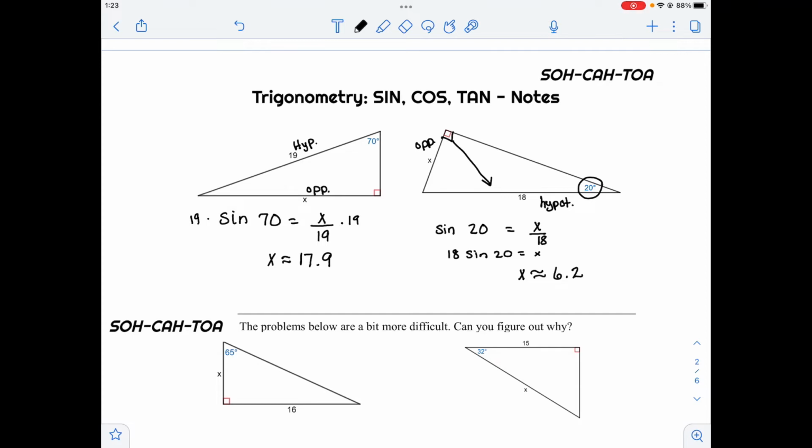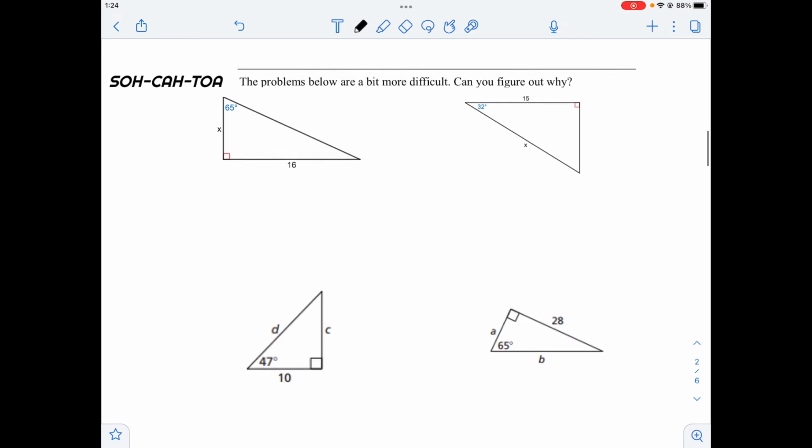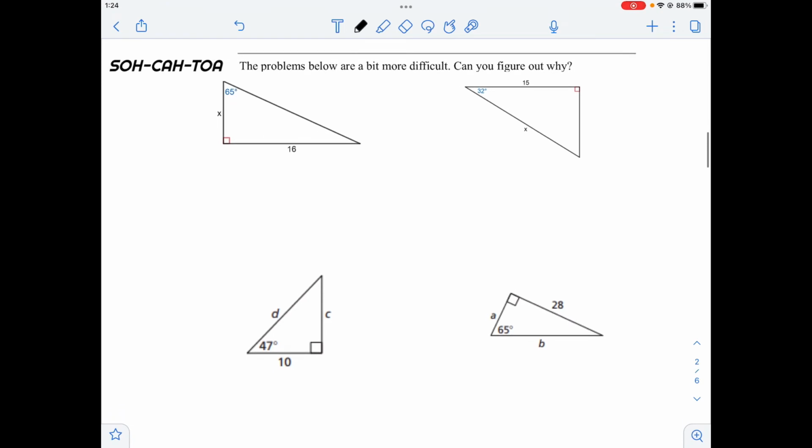So let's go to a little bit more complex problems. These are a little bit more difficult. See if you can figure these out. I want you to pause and try them out.